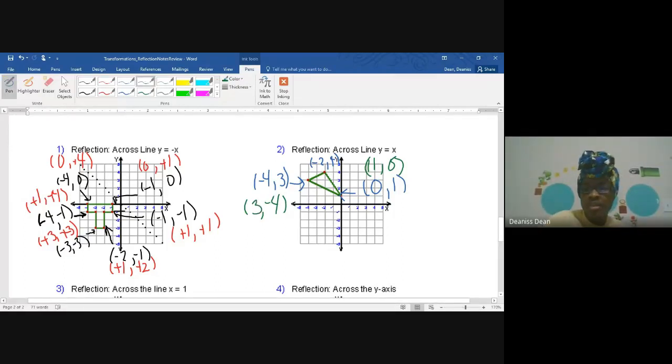This one up here, -2, 4, becomes 4, -2. All right. And that is all you would have to do for those points.